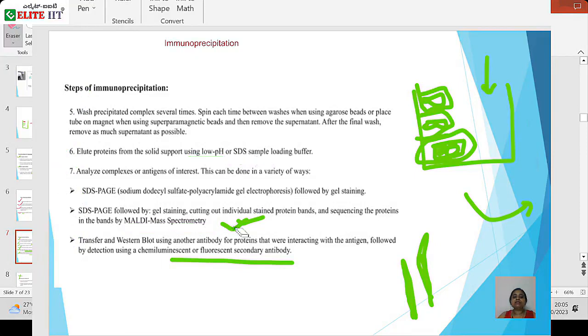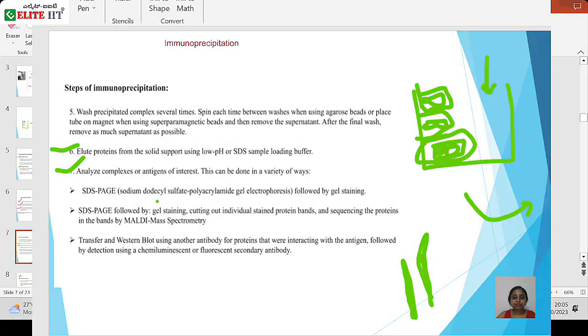And finally what you have to do, the SDS-PAGE, then western blotting. So this is SDS-PAGE, and analyze the complex of antigen of interest. This can be done in a variety of ways. Western blot you can do, mass spectrophotometric determination you can do, or you can do through ELISA test. Okay. Those are confirmatory tests.